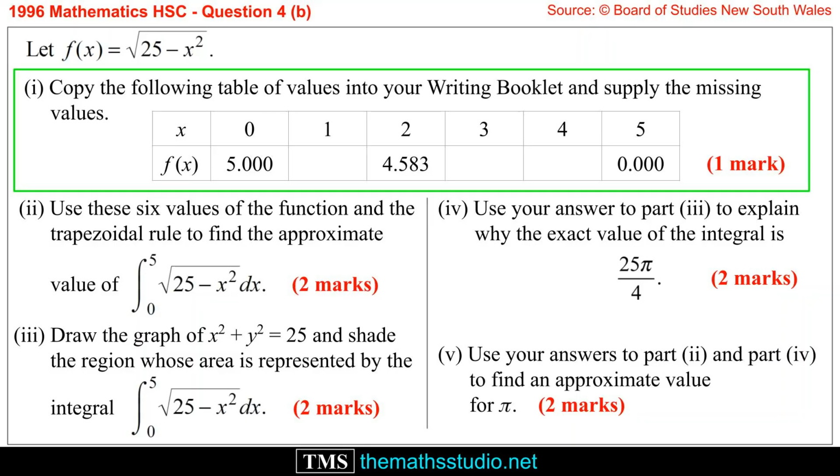Question 4, Part B. Let f of x equal the square root of 25 minus x squared. Part 1. Copy the following table of values into your writing booklet and supply the missing values.